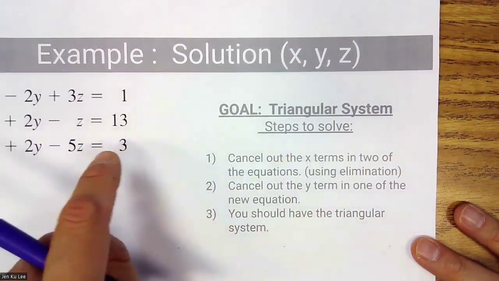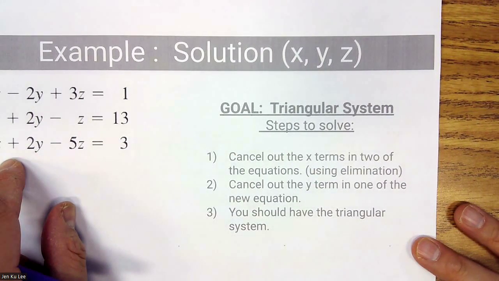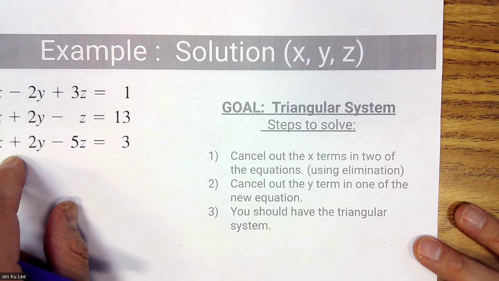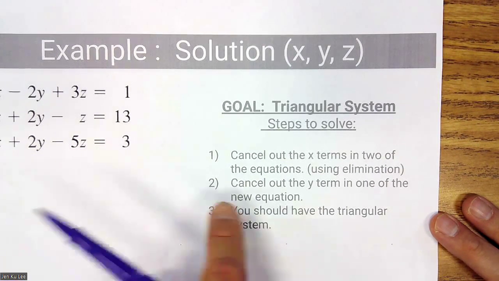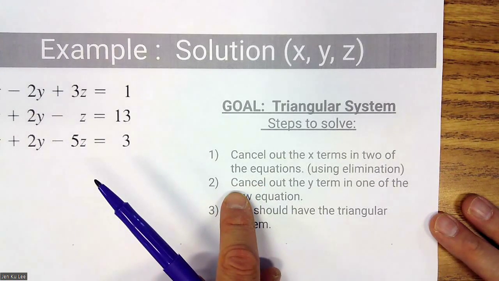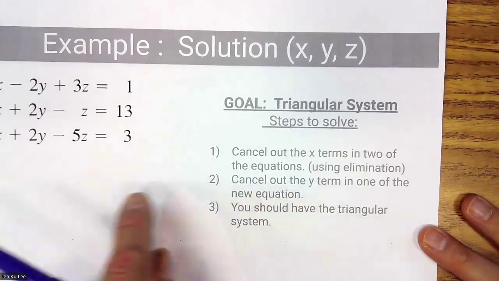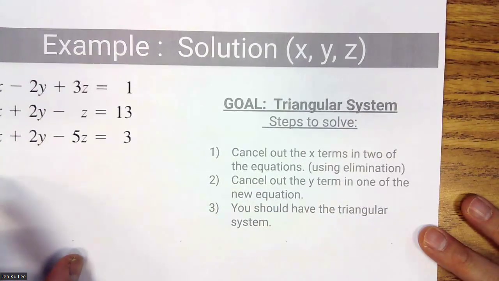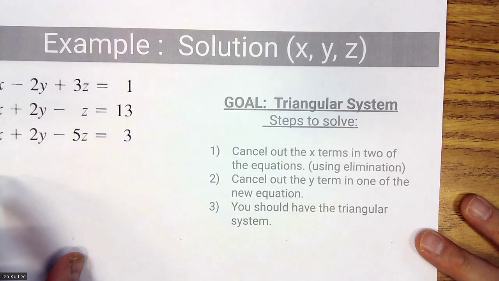In order for us to make this triangular system, the first step is to cancel out the x terms in two of the equations. And we're going to be using elimination for all of this. And then with the new equations that you create, the canceled x equations, you're going to try and cancel out the y term in one of the new equations. And by doing that, you guys should have that triangular system.